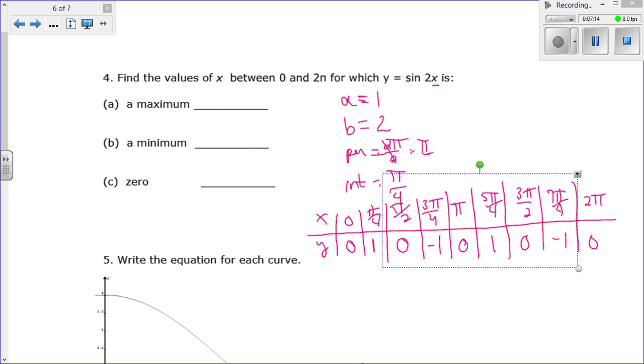Okay, so find the values for x when I have a maximum. Well, my maximums are going to occur when I have 1s. And I have 2 1s. So it occurs at pi over 4 and 5 pi over 4. My minimums are going to occur at negative 1. So these are my maximums, these are my minimums. And my minimums occur at 3 pi over 4 and 7 pi over 4.